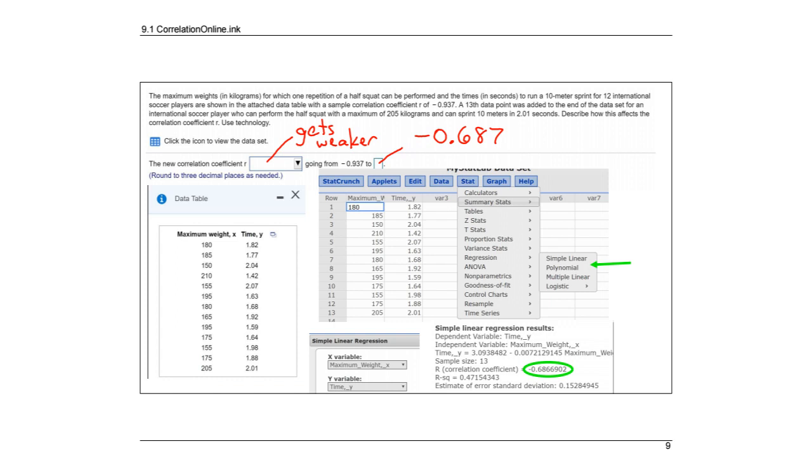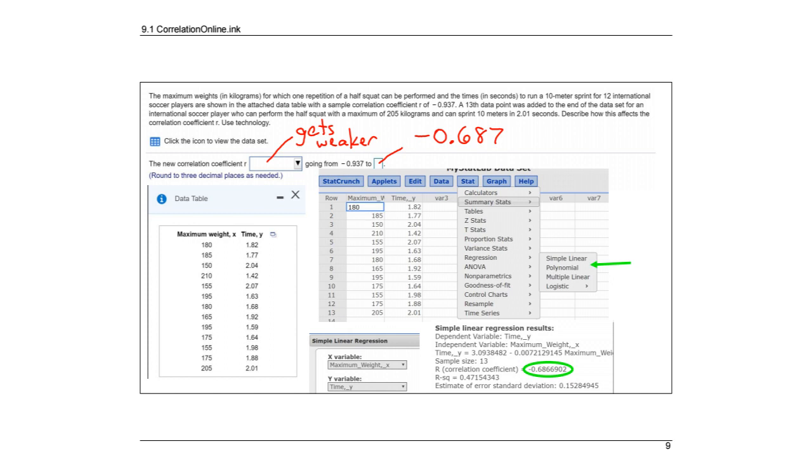All right, so this is an example of one of our problems. They gave us this huge data set where, what are we looking at here? The maximum weights in kilograms for which one repetition of a half squat can be performed and the time in seconds to run a 10-meter sprint. Okay, so they took 12 soccer players and they looked at the maximum weight they could do for one repetition of a half squat. And then they also looked at their times in seconds to run a 10-meter sprint, and they were going to compare these two.